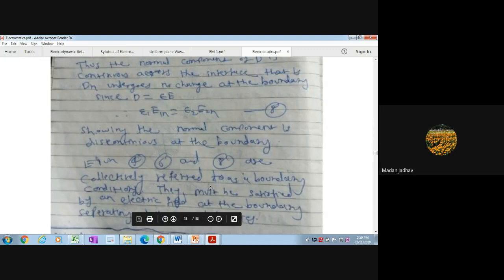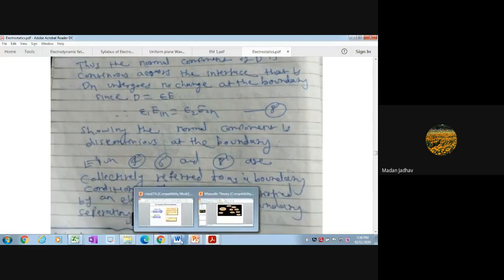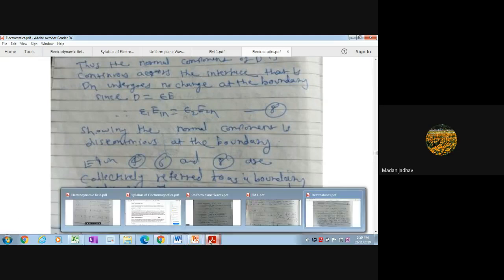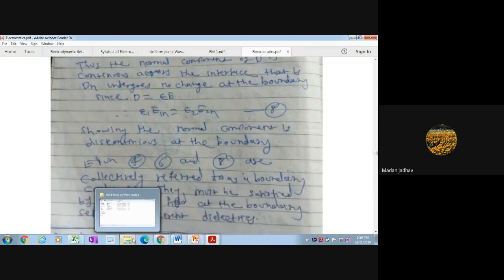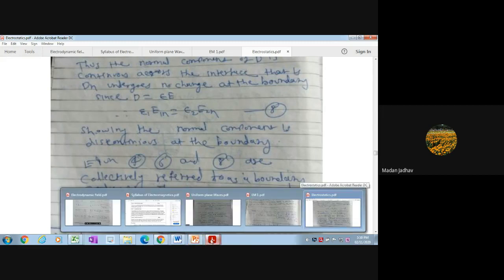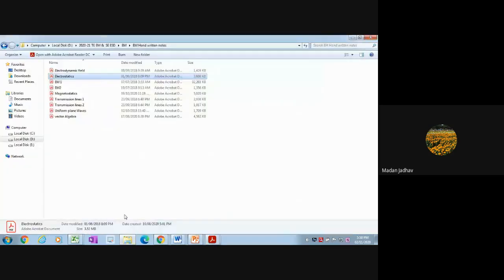For both types of fields we are using the same boundary conditions. Therefore we will see the magnetic boundary conditions, what the equations for that are, and what the relation is between the normal component of magnetic field in medium 1 and medium 2. We have to discuss that here also.